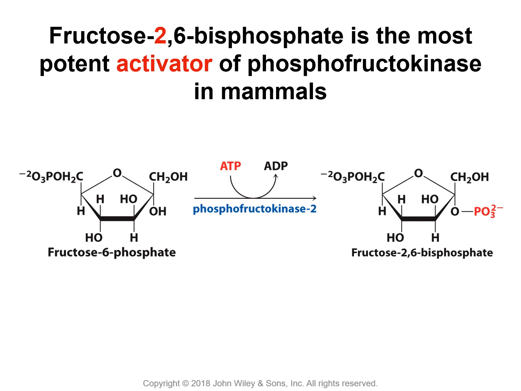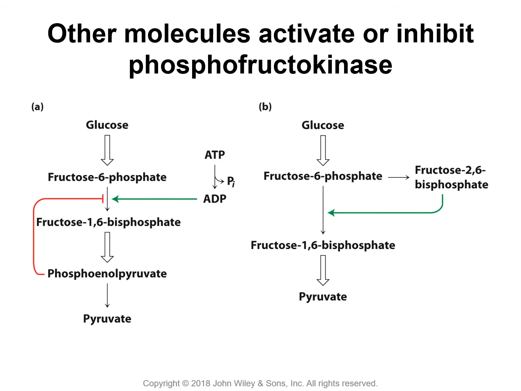Now, in this slide, fructose 2,6-bisphosphate is the most potent activator of phosphofructokinase in mammals. So this is important when this is converted. Other molecules activate or inhibit phosphofructokinase. So with glucose, if you're trying to get down to pyruvate, there are other things that can activate or inhibit it. These are just some examples that you actually see here.